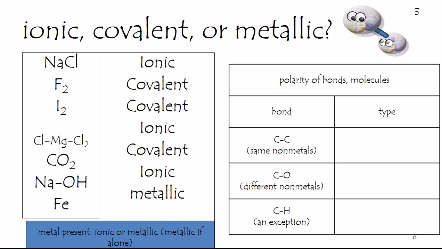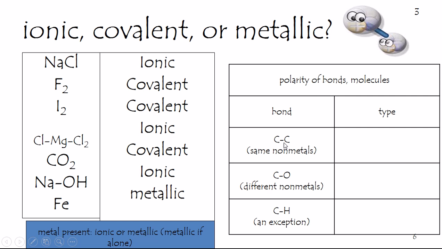One way to check for this is to look if there's a metal present, like here, or here, or here. Now, if it's alone, it'll be a metallic bond, but that's relatively rare. If it is bonded to a nonmetal, and it oftentimes will be, that'll be an ionic bond. If there's no metal present, it has to be a covalent bond. Let's take a look at covalent bonds a little bit more deeply.